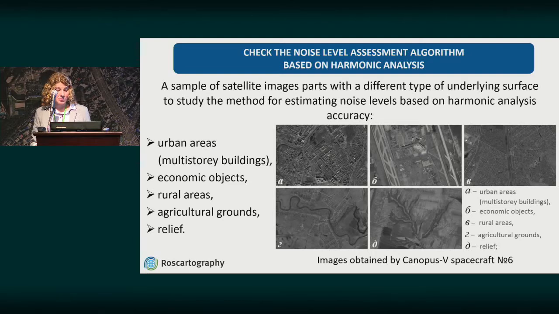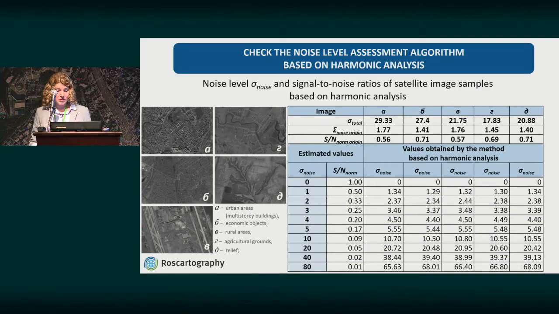Therefore, we created a random sample derived from different images made by Canopus V, black and white. Again, we see 5 examples of underlying surface. Urban area with multi-story buildings, some economic structures, rural areas, agricultural grounds, and relief or terrain. Here you can see the noise level assessment algorithm results.